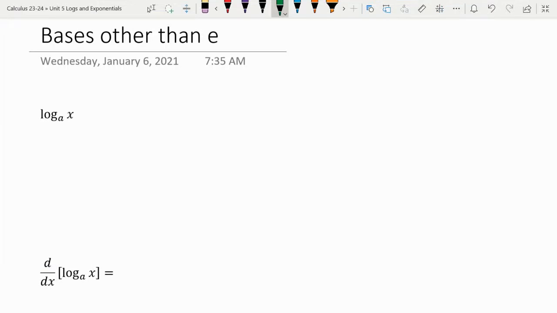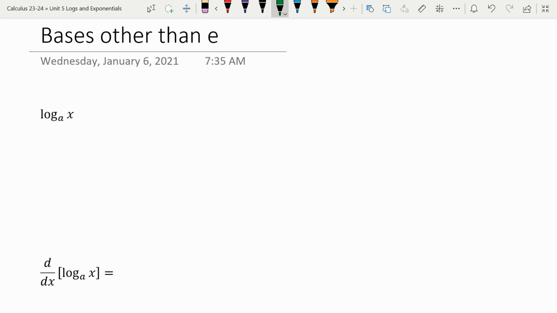Okay, so we are now going to look at bases other than e. The natural base is going to be the easiest logarithmic or exponential function to take the derivative of or to integrate. But we can also do derivatives and integrals when we have a base other than the natural base, other than e.